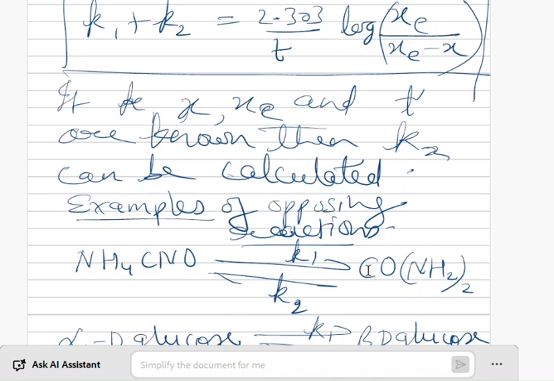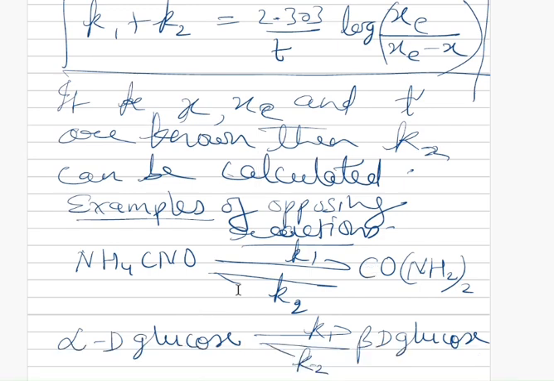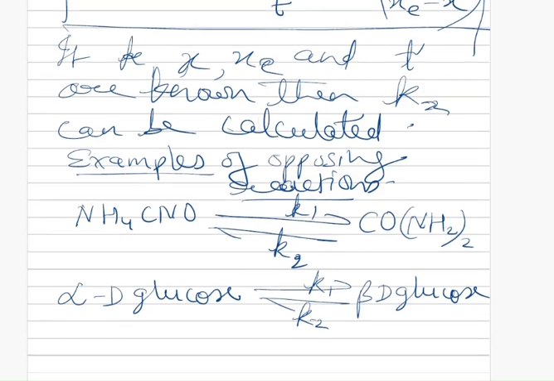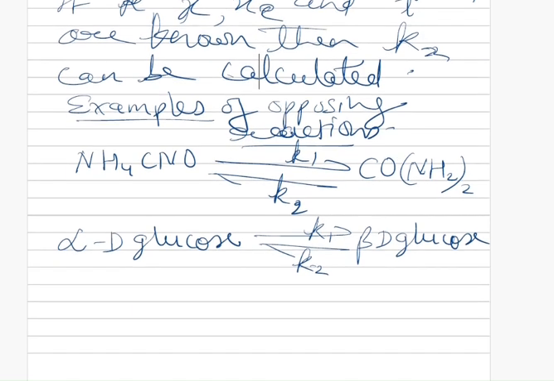Now, what are the examples of the opposing reactions? NH4CNO gives CO(NH2)2. The rate constant for the forward reaction is K1, and for the backward reaction it is K2. So that is an example of an opposing reaction. Another opposing reaction is alpha D glucose gives beta D glucose, where the rate constant for the forward reaction is K1, and for the backward reaction it is K2. So these are two examples of opposing reactions.